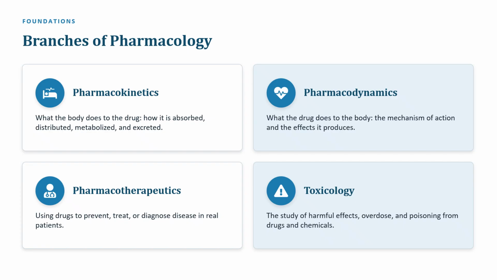The fourth is toxicology, the study of harmful effects, including overdose and poisoning. Toxicology matters because the line between a helpful dose and a harmful one can be very narrow for some drugs. As you move through this series, we will spend a full lecture on pharmacokinetics later because it underlies dosing and timing. For now, just anchor these four names. When you hear a provider mention how a drug is metabolized, you will know that's kinetics. When they describe how it works, that's dynamics.